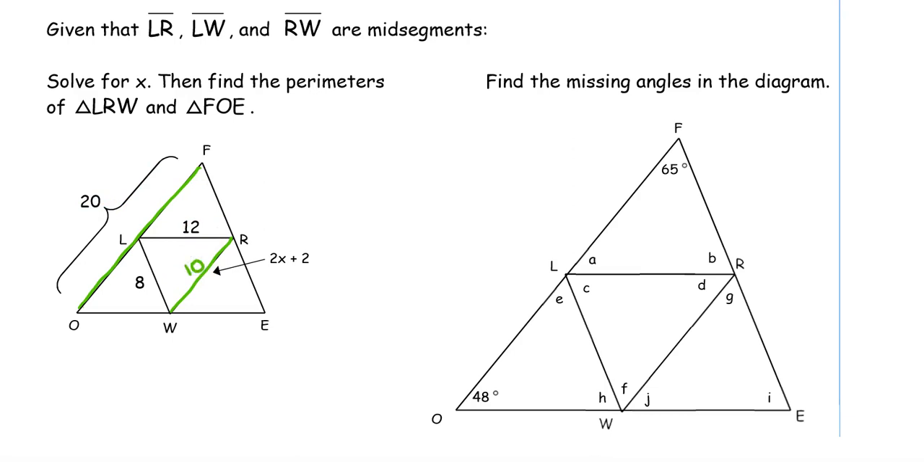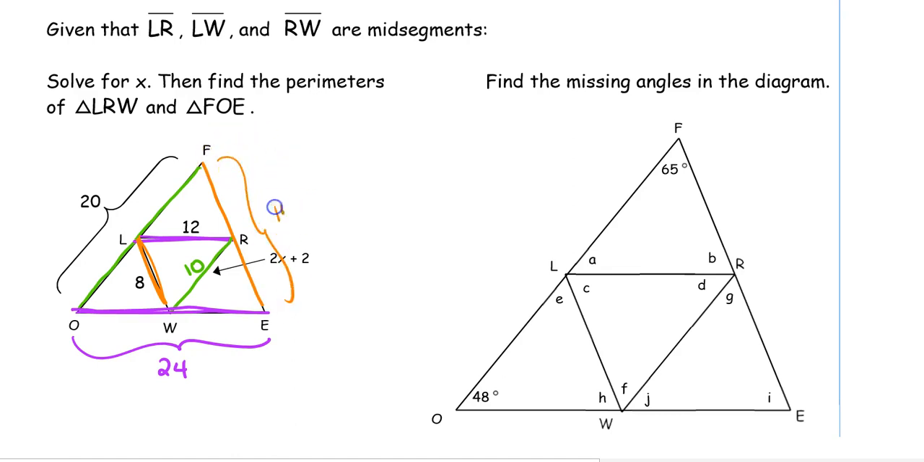Now I can use that idea to go in the other direction as well. If RL is 12, then OE is twice as big. So depending on the information you're given, it's going to depend whether you take half or you double. Since I'm given the small piece, I double that to get 24. And I'm given the small piece again here. LW is 8, which means that FE is going to be double that, which is 16.